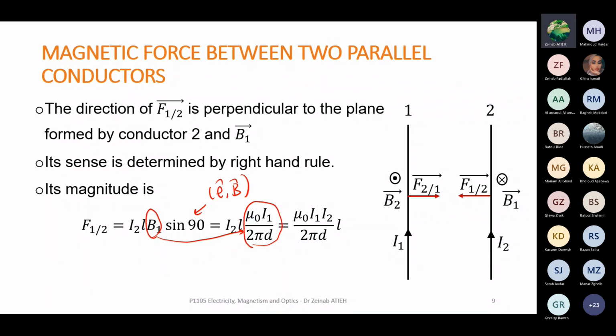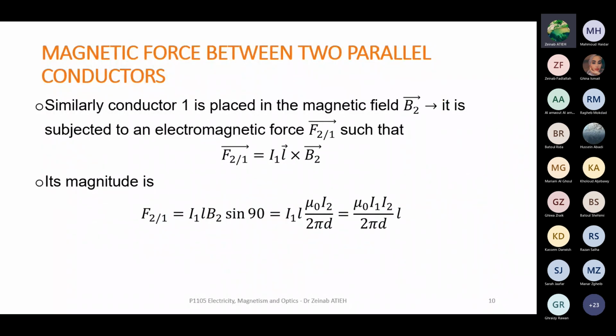You can do the same for F2. You will get the magnitude of F2 on 1 equal to F1 on 2. This must be true because F1 on 2 and F2 on 1 are an action-reaction pair according to Newton's third law. They must be equal in magnitude and opposite in direction. Otherwise, we have something wrong.